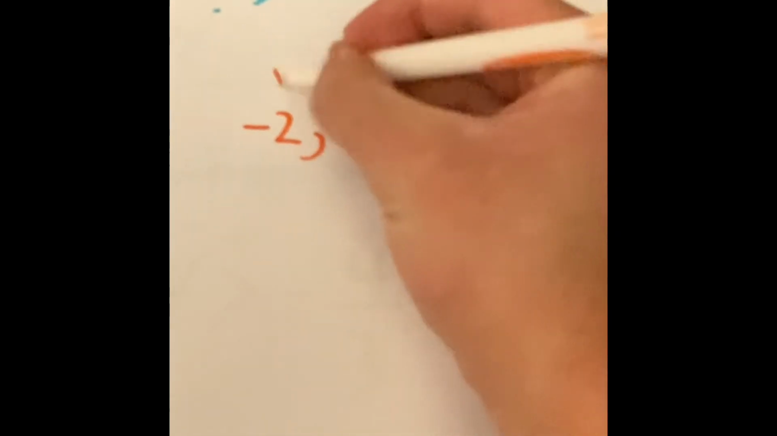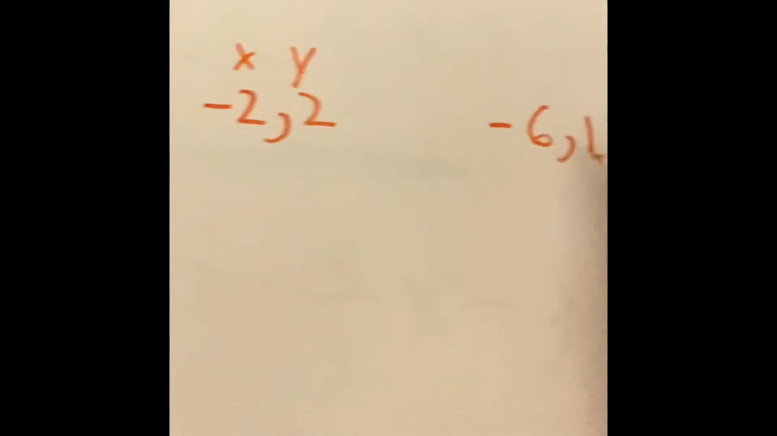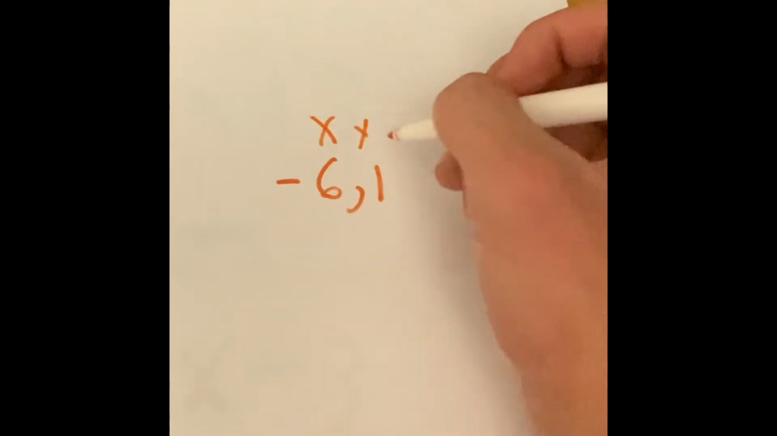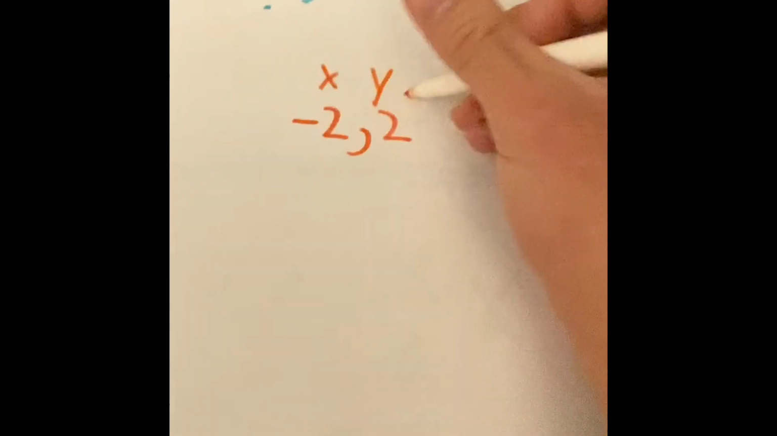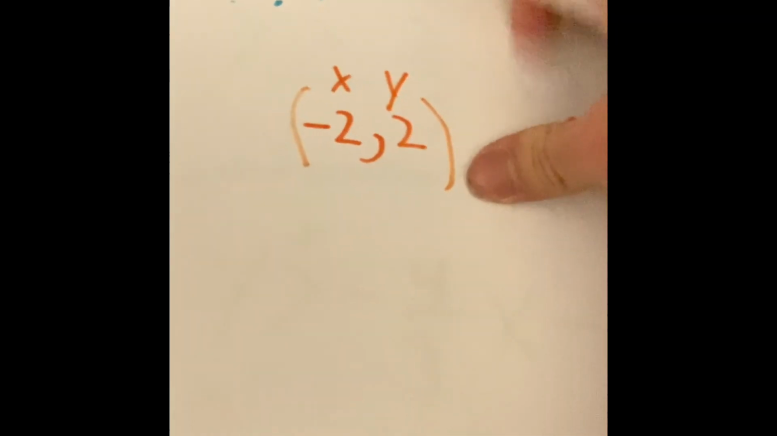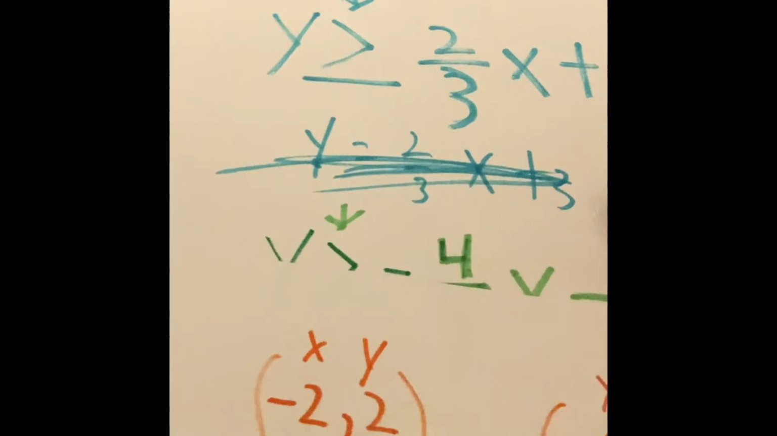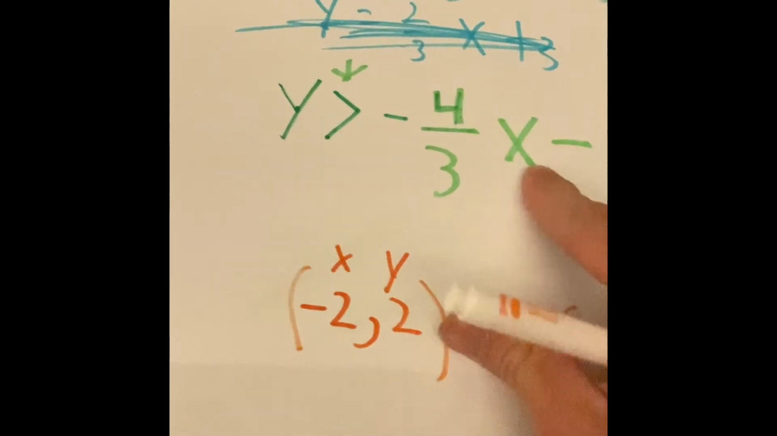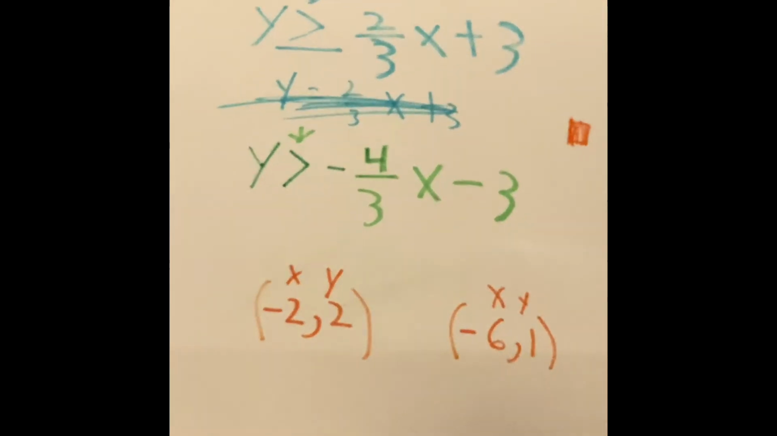Okay, here are the 2 points. We have (-2, 2) as in x and y. And we also have (-6, 1) as in x and y. But since they're points, we must put them in parentheses. Will they fit for the 2 equations? So we'll have to insert them into the 2 equations for x and y and see if they make sense.